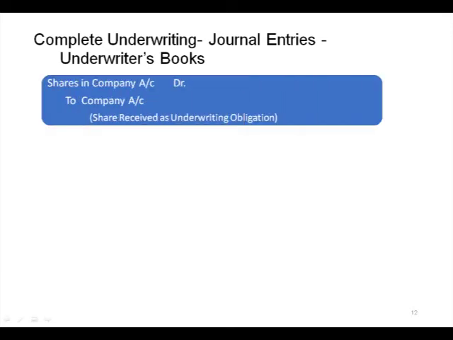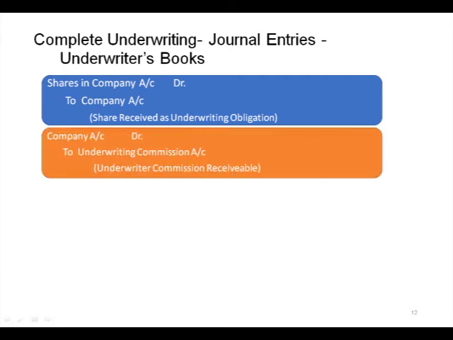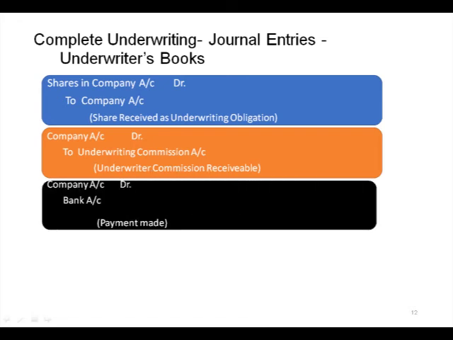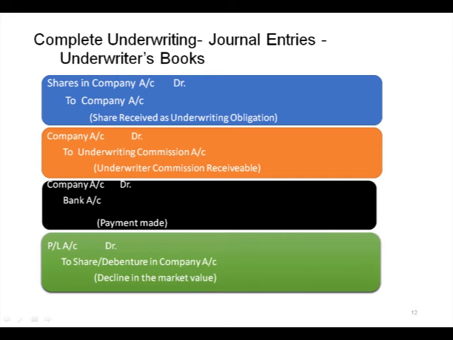Similarly, in the books of underwriters, we will be doing the journal entries. The shares received as underwriting obligations: shares in company account debit to company account. The second one is company account debit to underwriting commission, that is the underwriter's commission receivable. And company's account debit to bank account, that is the payment made by the underwriter to the company.